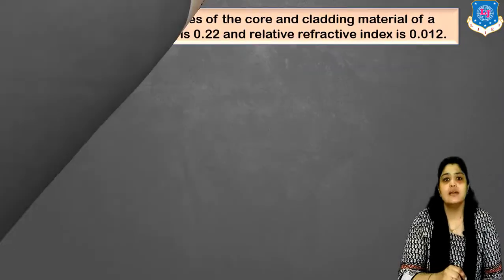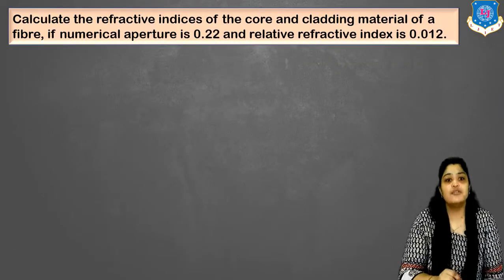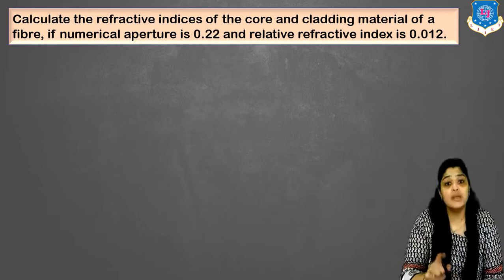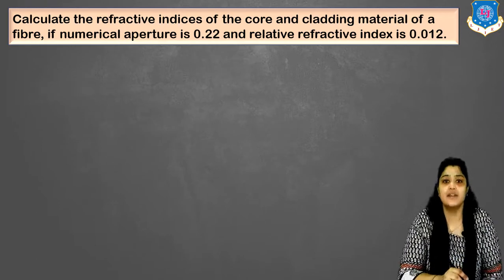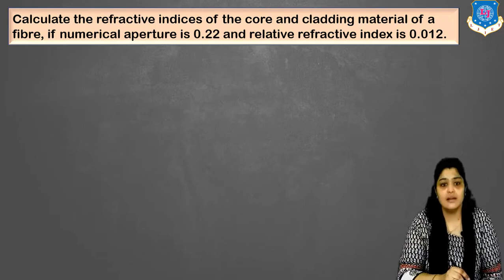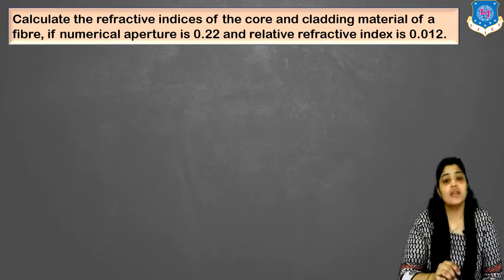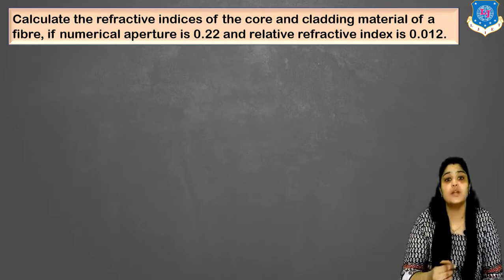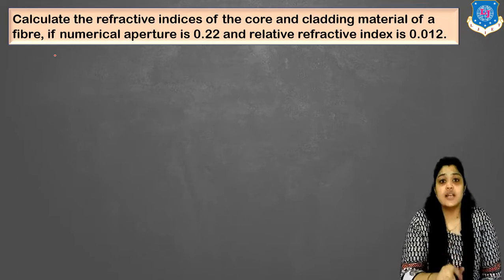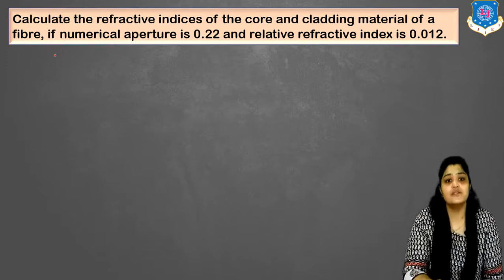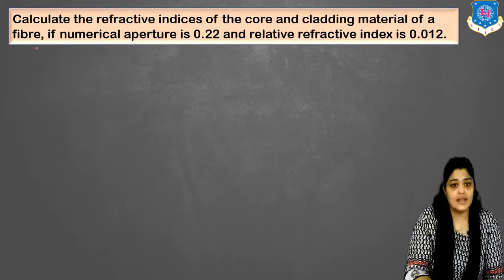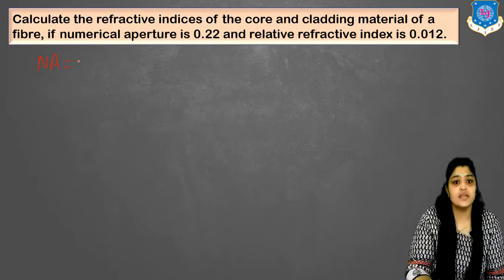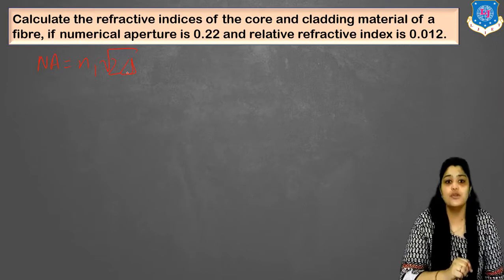Now let's see what is the next one. So you have to find out the refractive indices of core and cladding of a fiber if numerical aperture and relative refractive index are given. Clear? So you are given NA, you are given the value of delta. How do you find out the value of n1 and n2? You have a direct relation between NA and fractional refractive index, and that is given as numerical aperture is equal to n1 under root of 2 delta. This is how you find out.